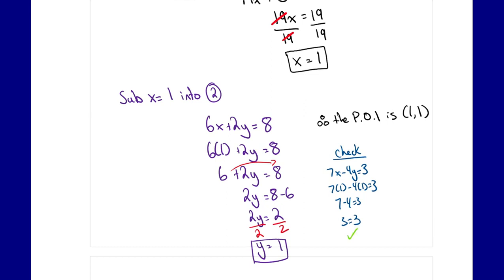For the sake of argument, let's just check the second one. 6x plus 2y equals 8. 6 times 1 plus 2 times 1 equals 8. 6 plus 2 equals 8. 8 equals 8. That works as well. So again, similar to substitution, we can check our answer by plugging it back into both equations. And it should work out. The left side should equal the right side. It should make sense, which in this case it does.